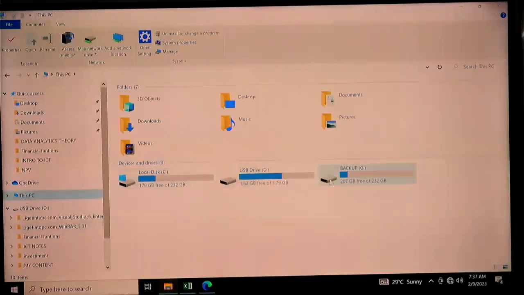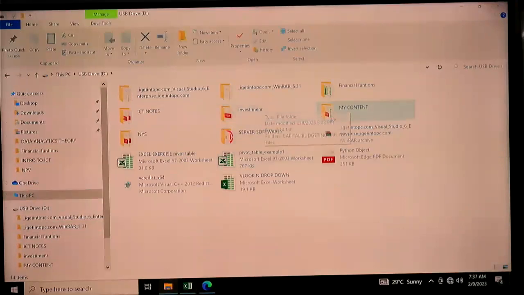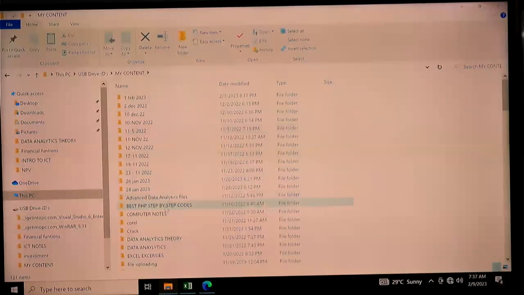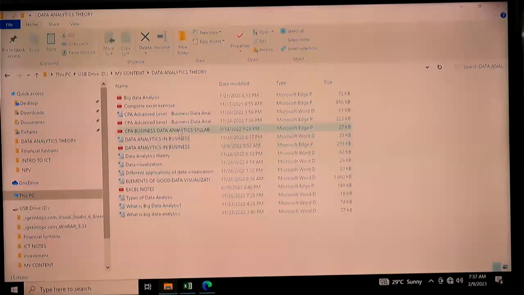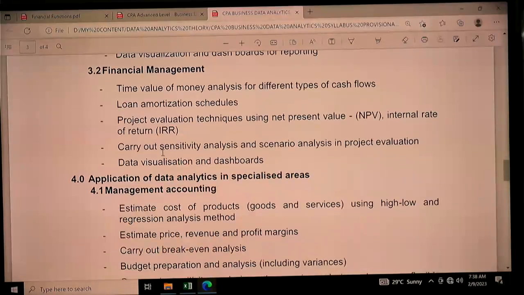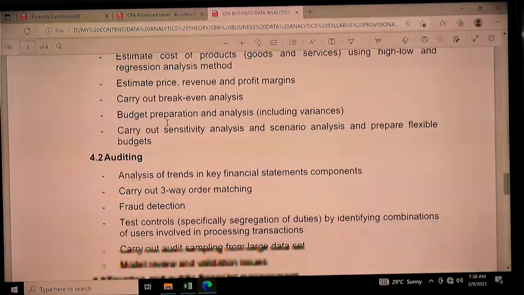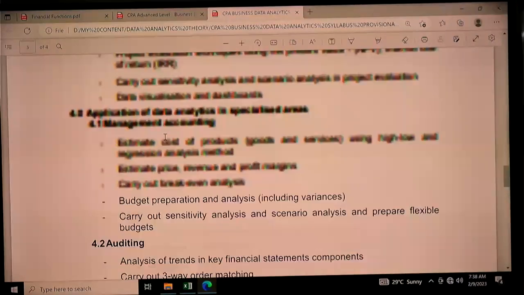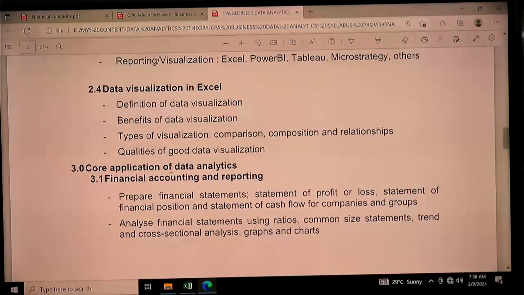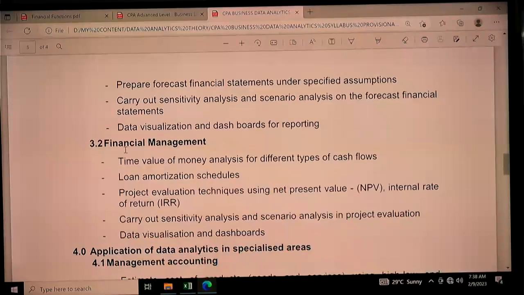If you check from this syllabus, let me go back there a bit, just a little bit. Just allow me to share that syllabus again. So whatever we are covering right now is the application of business data analytics. That is the core application of business data analytics. And what we are doing right now is this part we are calling financial management.